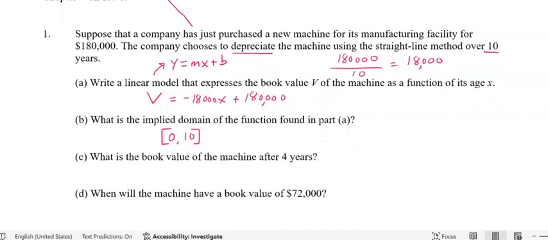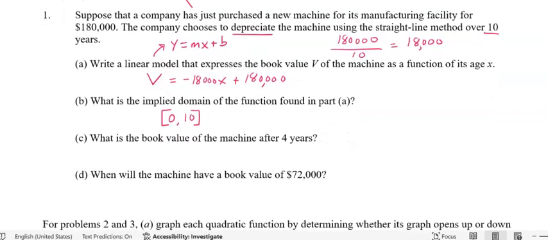And then letter C, the book value of the machine after 4 years, so we just put 4 in for x. Multiply 4 times negative 18,000, and that should be negative 72,000. And then we're just going to add that to the original cost of 180,000, and that's $108,000. So that would be your answer for letter C.